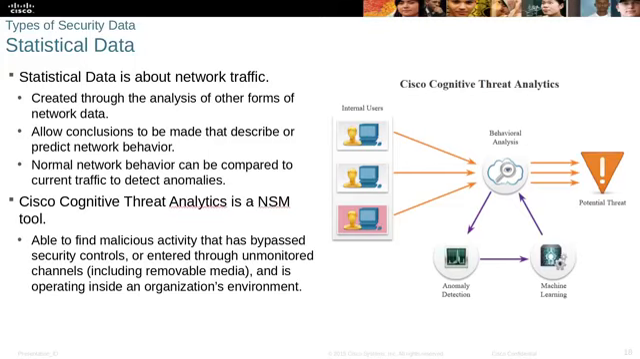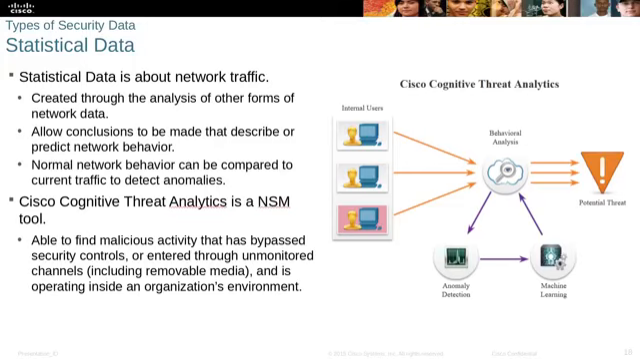So network behavior analysis and network behavior anomaly detection are approaches to network security monitoring that use advanced analytical techniques to analyze NetFlow or Internet Protocol flow information. Techniques such as predictive analytics and artificial intelligence perform advanced analysis of detailed session data to detect any potential security incidents. An example of a network security monitoring tool that utilizes statistical analysis is Cisco's Cognitive Threat Analytics. This is able to find malicious activity that has bypassed security controls or entered through an unmonitored channel, including removable media.